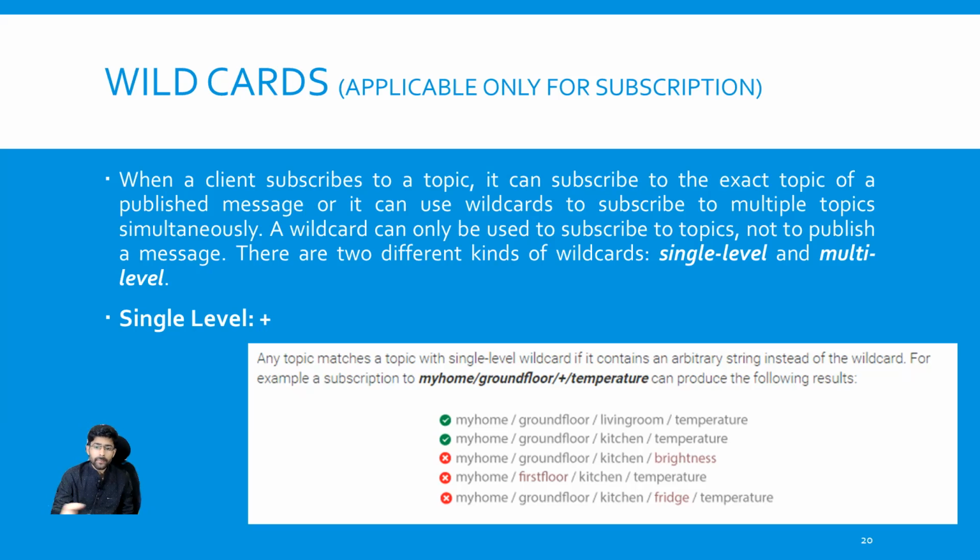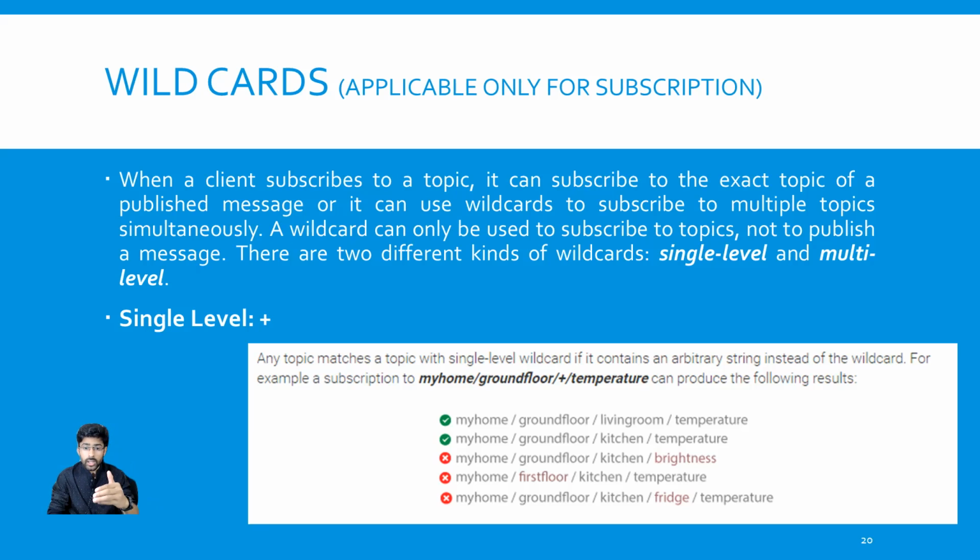Sometimes it may happen that you do not want to remember the exact hierarchy, and you want to bypass a certain level of that particular topic. Generally wildcards are used at the subscriber end, not the publisher end. At the publisher end, you write the exact hierarchy of the topic, for example, my home, ground floor, living room and temperature, right? So if someone is publishing the data on my home, ground floor, living room and temperature, then at the subscriber side, if you subscribe to my home, ground floor, living room and temperature, you will receive the data because the topic hierarchy is exactly matched. Having said that, if you use my home, ground floor, kitchen and brightness, you will not receive the data.